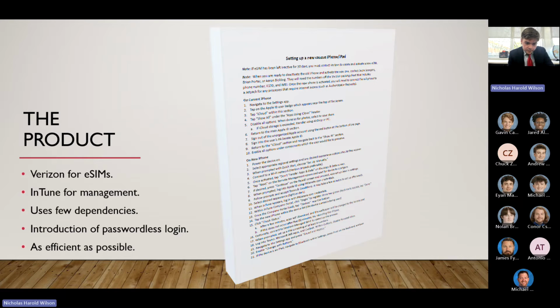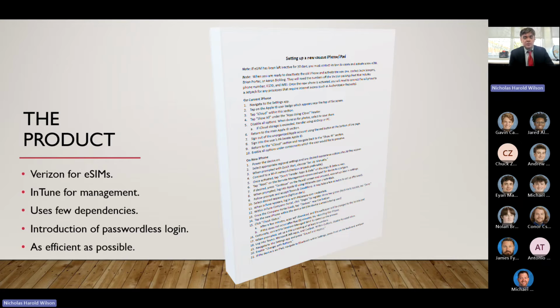Additionally, I tried to make the project involve as few dependencies as possible. Because when you're working with an organization like this, you want to keep the number of potential areas of fault very limited. You want to minimize your attack surface area, and you want to keep it as simple as possible.